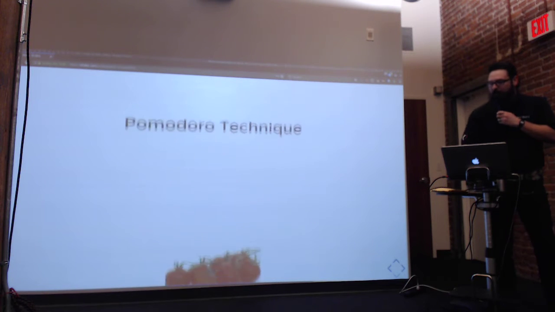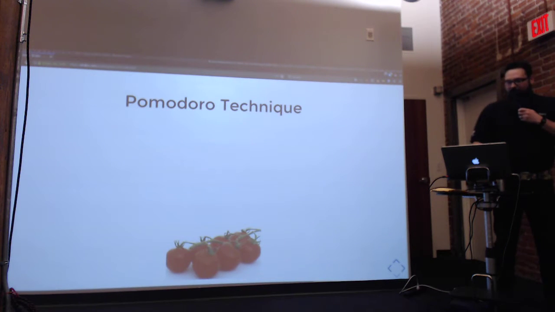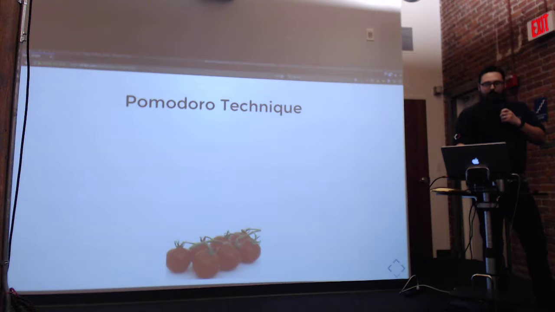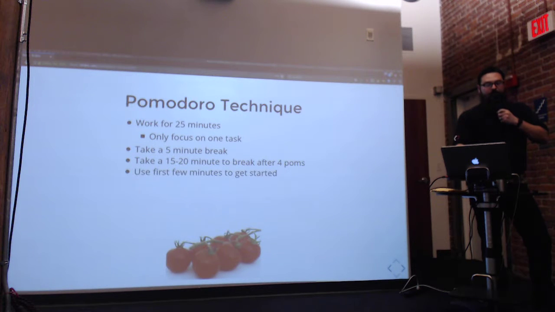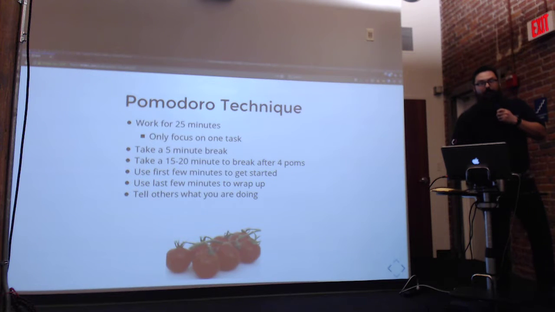We'll talk about the Pomodoro Technique. This is one a lot of people have probably heard of. It's working for 25 minutes, focusing only on a single task. Take a 5-minute break, and every 4 Pomodoros, you take 15 to 20 minutes. You use the first few minutes to get started, the last few minutes to wrap up, and tell others what you're doing.